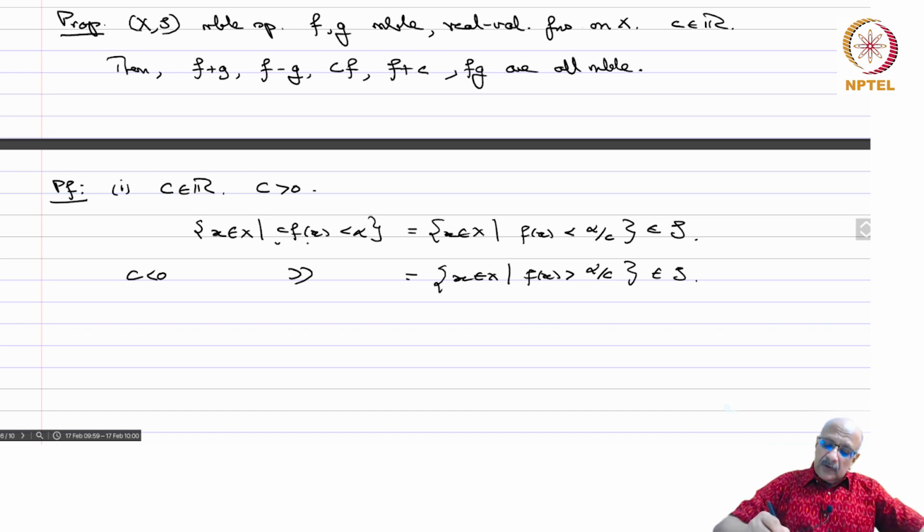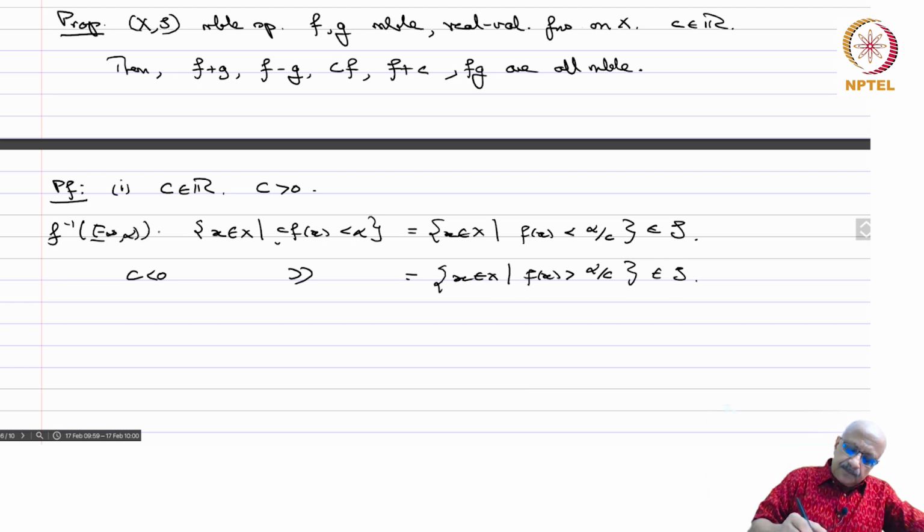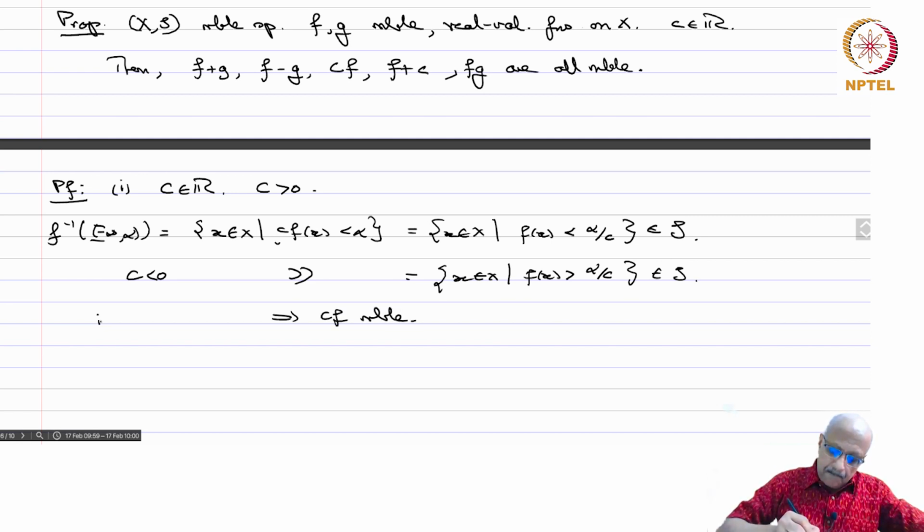Now what is this? cf less than alpha means minus infinity to alpha, open. So this is f inverse of (minus infinity, alpha). So for every alpha this is measurable, therefore by the characterization we have this implies that cf is measurable. Then 2.